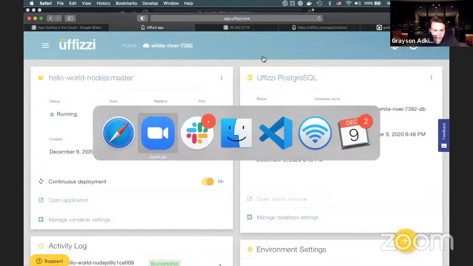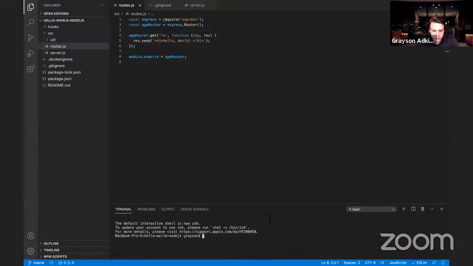I will real quickly, and I'll wrap up, show you the continuous delivery option. So I'm in here in Visual Studio. I can make a change. It's my application. I'm just going to say hello, Grayson. I'm going to save this. I'm going to push it with a new commit. Say new wording. And then I'm going to push this to my GitHub repo.